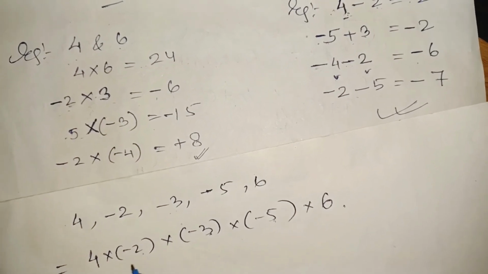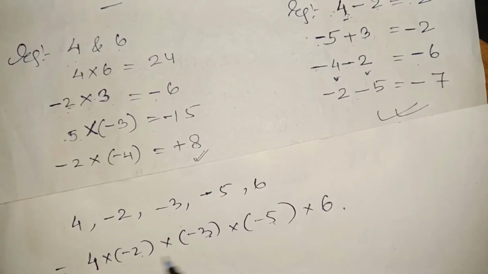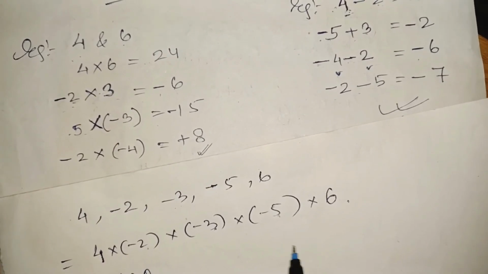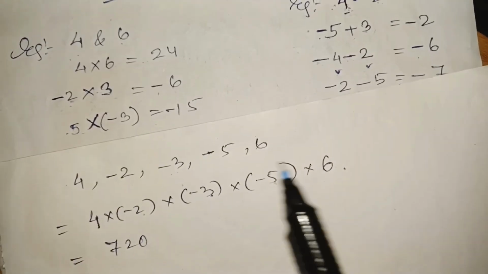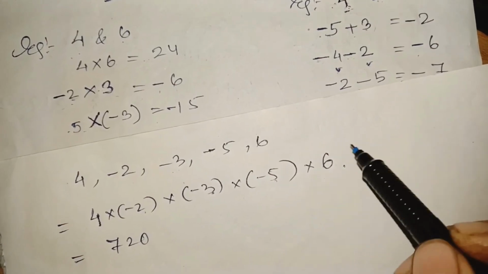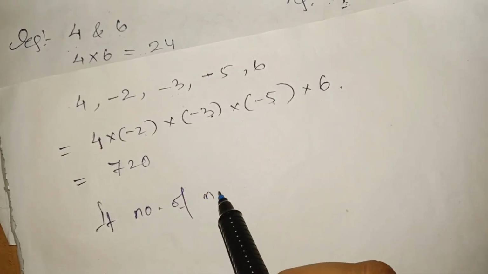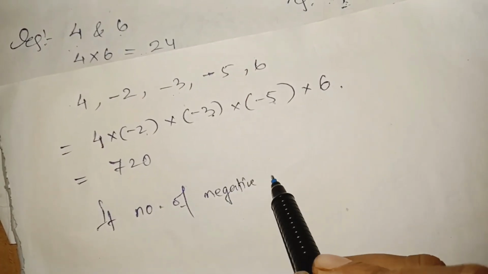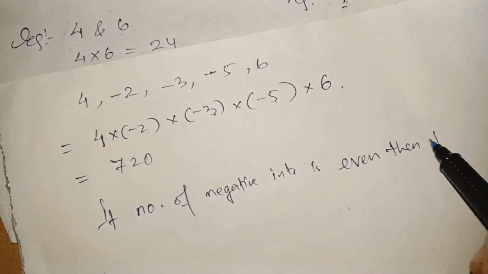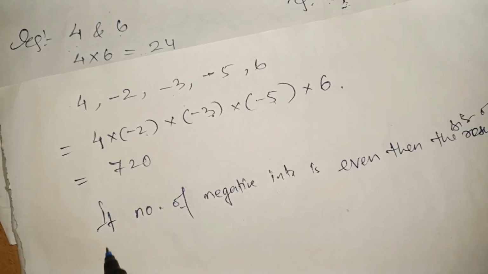Now you see here, how many numbers do we have with a positive sign? Here 2 numbers. And how many numbers have a negative sign? 3 numbers. So keep in mind a very simple rule here: if the number of negative integers is even, then what is the sign of the result?